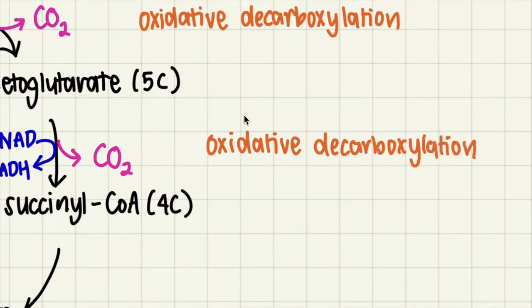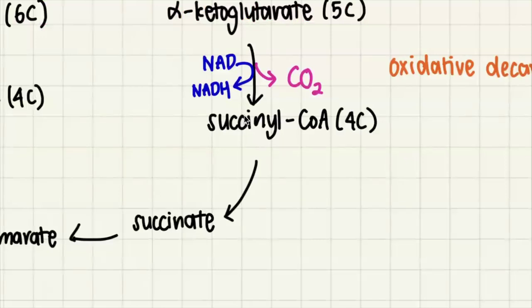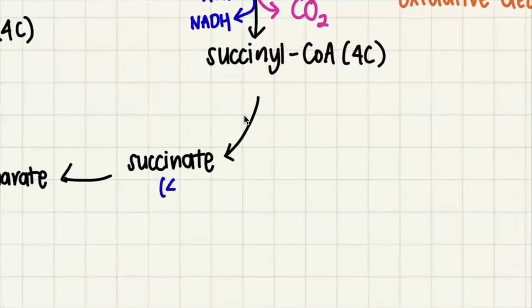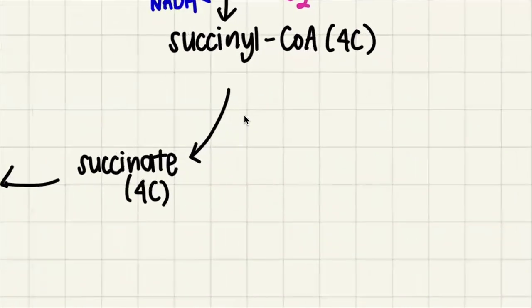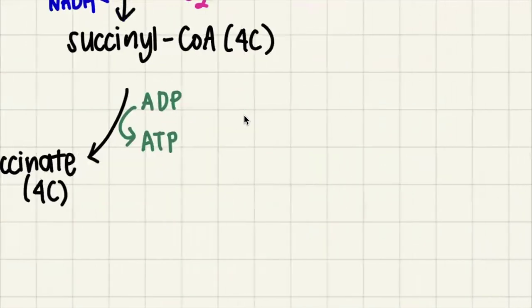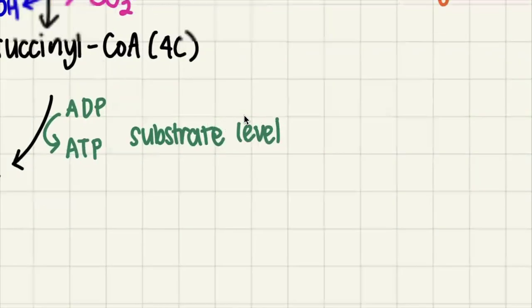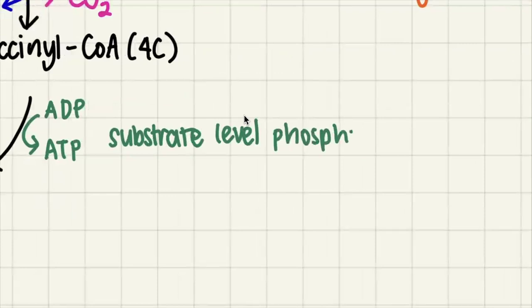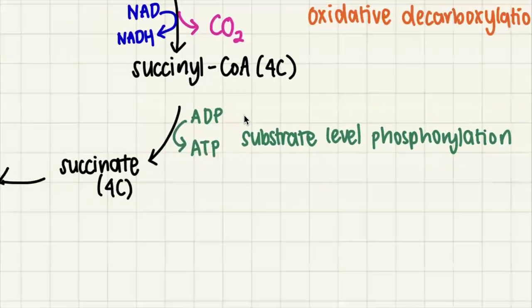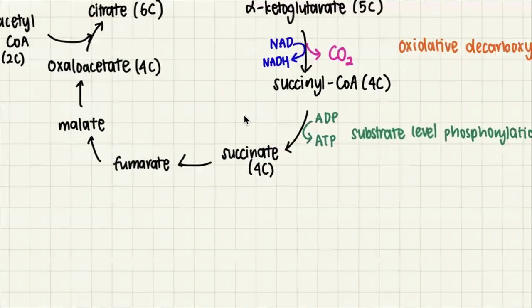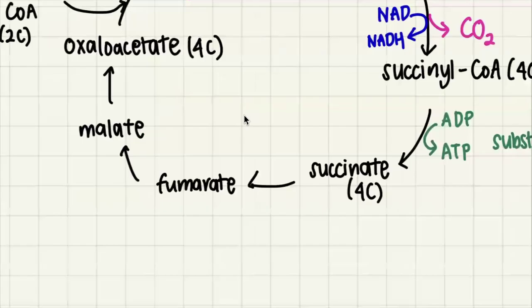Then from succinyl-CoA to succinate, this is where the interesting thing happens. Both of them are 4-carbon compounds, so there is no loss of carbon dioxide here. But what happens here is that substrate level phosphorylation happens. So ADP is converted to ATP. I mentioned in class that it's called substrate level phosphorylation because ATP is formed through direct enzymatic action.